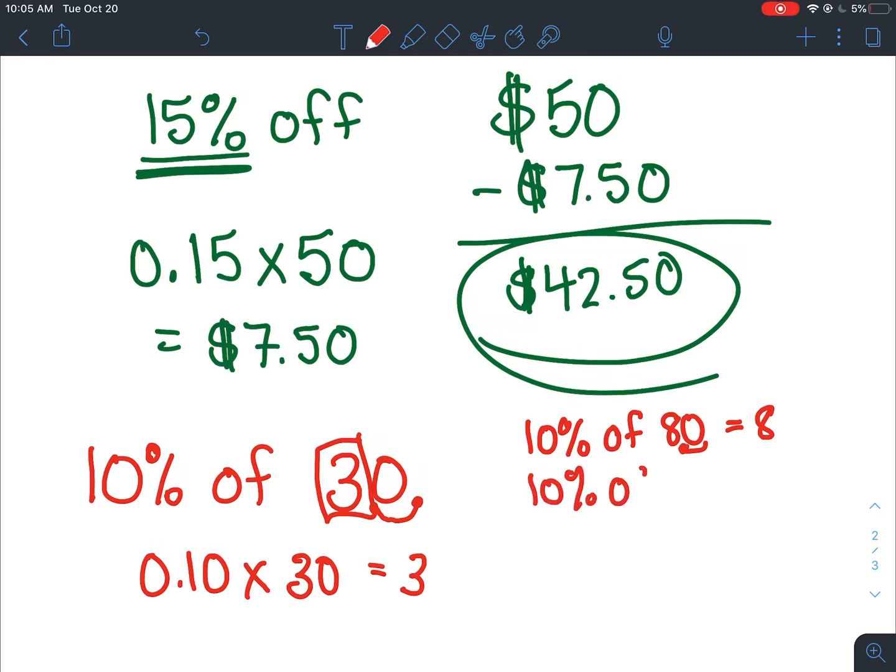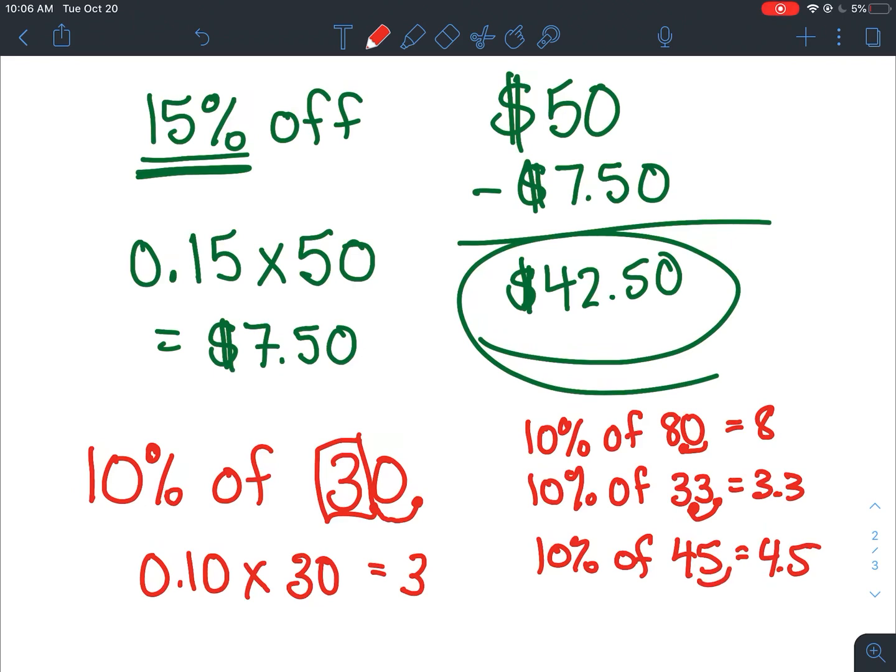What's 10% of 33? So if you had the decimal here and you moved it over, 3.3. What's 10% of 45? 4.5. So you're always just moving the decimal one place over. So it's kind of easy to figure out. 10% is always a nice number.